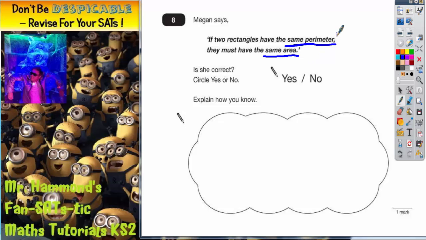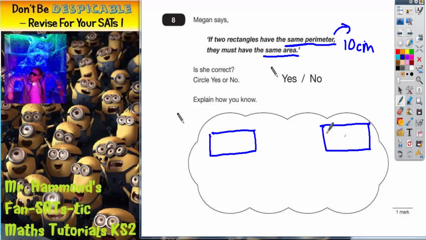So let's choose a simple perimeter, for example 10 centimeters. And let's draw a couple of rectangles. Let's think about what the measurements could be of these rectangles to give a perimeter of 10. Well, we could have the lengths both being 3s. If the lengths were both 3s, that would be 6 so far, and we'd have 4 to split equally between these two. So these two widths would have to be 2s.